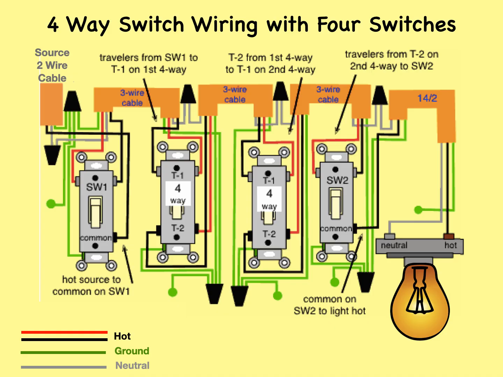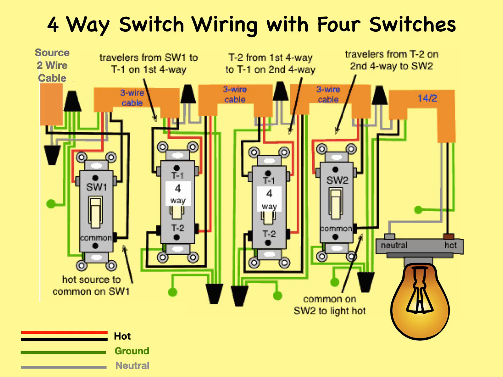Three-wire cable runs between all switches, and two-wire cable runs from the last switch to the light fixture. The black and red wires running between the switches are used as travelers in this arrangement. The white neutral wire from the source is spliced at each box and runs through to the neutral of the light fixture. The black wire from switch 2 is used to connect a common terminal to the hot terminal of the light fixture.